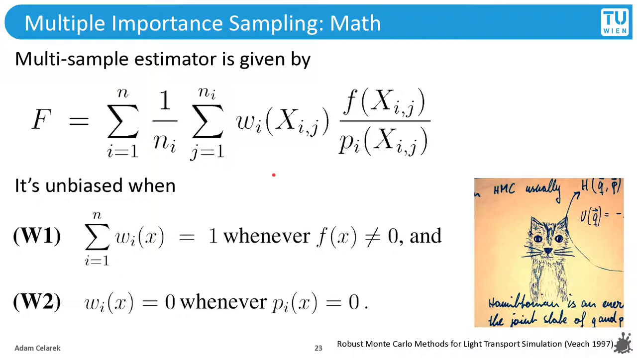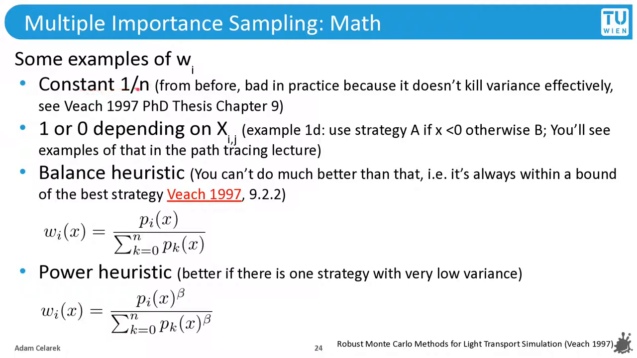Okay, what are choices for this weighting? It can be constant 1 over n. This is what our sanity check said just before, and this is the naive approach of just averaging over all of the sampling strategies. It can also be 1 or 0 depending on the x. This is also used in rendering, and we will see later some examples in the path tracing lecture. But in the 1D case, just imagine that you are using one sampling strategy if x is smaller than 0, and another sampling strategy if x is greater or equal to 0. So depending on where we are in the domain, we have different sampling strategies.